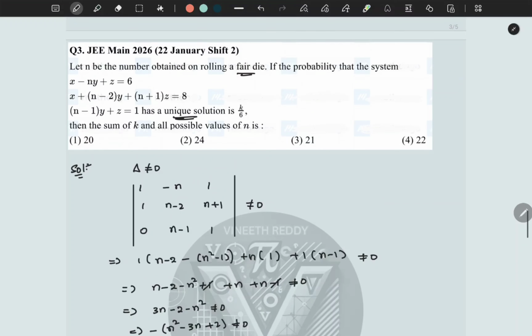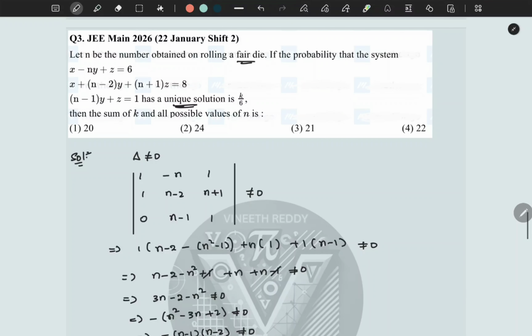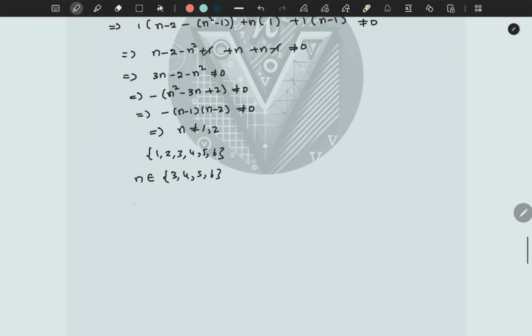So n is the number obtained on rolling a fair die. When a fair die is rolled, we can get 1, 2, 3, 4, 5 or 6 as the outcomes, but n cannot be 1, 2. That means n belongs to either 3 or 4 or 5 or 6, right? n can take any one of these values. So what is the probability that the system has a unique solution? Required probability will be 4 upon 6.